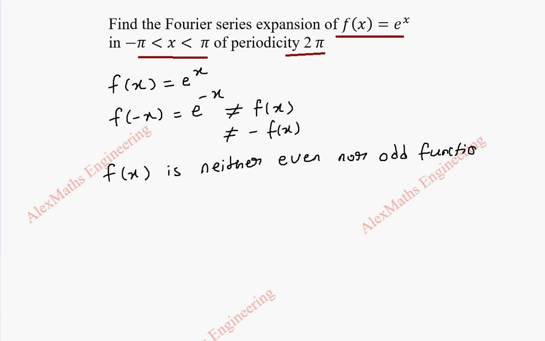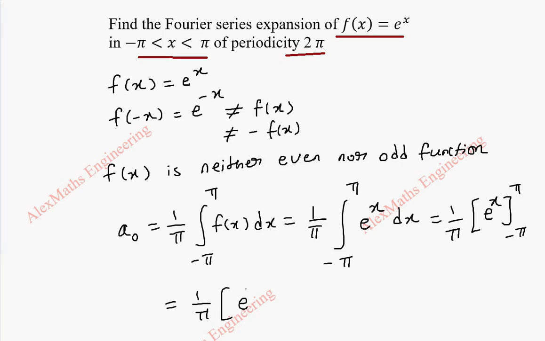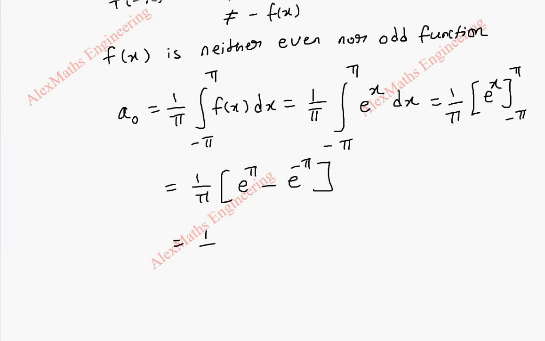Now next we are going to find a naught. The formula is 1 by pi integral minus pi to pi f of x dx, and this is 1 by pi integral minus pi to pi e power x dx. Integration of e power x is e power x itself, and we apply the limit minus pi to pi. When we apply the upper limit, we get e power pi minus, when we apply the lower limit, e power minus pi. This we can further rearrange as 1 by pi.